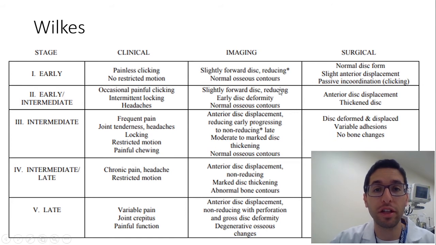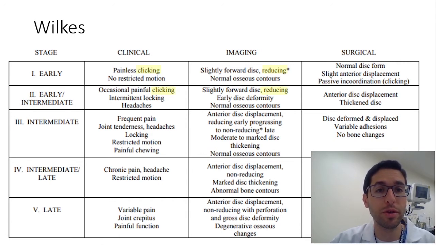And by nature, if you have clicking, then what do we know? We know that the disc is slightly forward, but it reduces. So this patient is completely asymptomatic, normal disc. So you wouldn't expect any of the anatomy to be messed up. And they're having no symptoms. So that would be the earliest stage of stage 1.